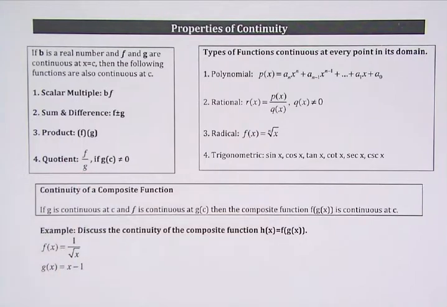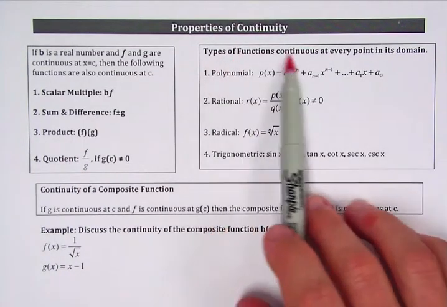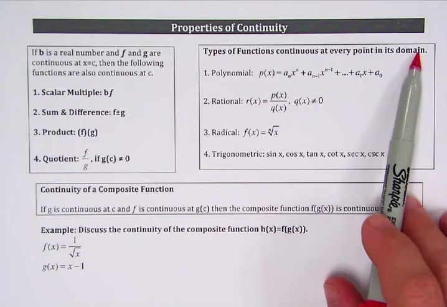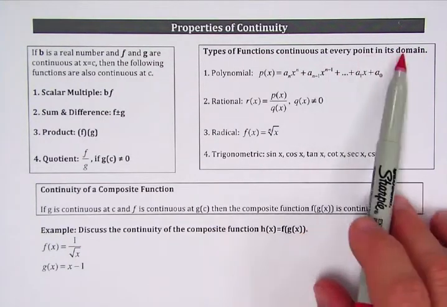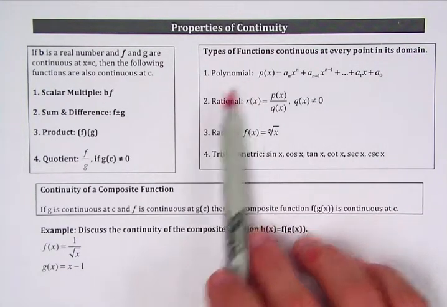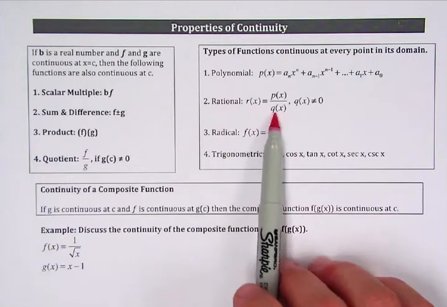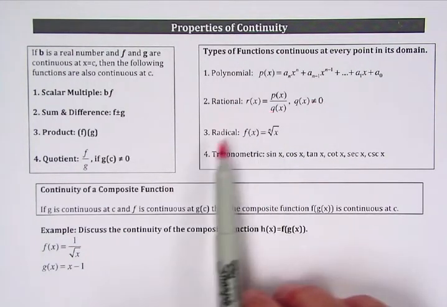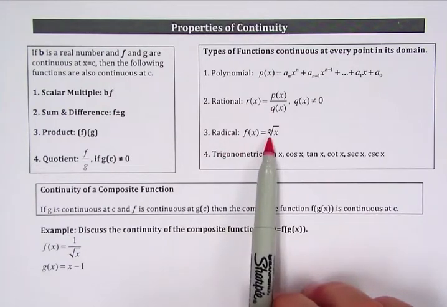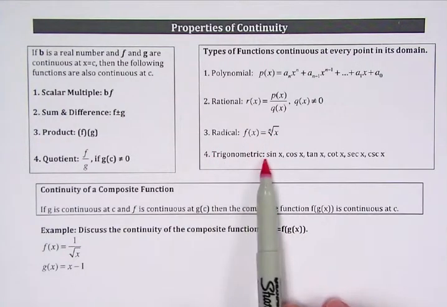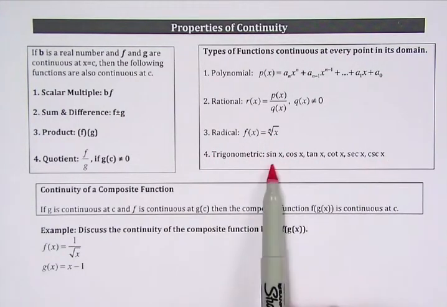Okay, then this wouldn't work. Okay, so some types of functions that are continuous at every point in its domain. So these are not functions that are always continuous, but they're continuous in whatever is in the domain. And so that's going to be polynomial functions, rational functions. So notice where q of x doesn't equal 0, because that wouldn't be in the domain. Any radical function, okay, as long as it's in the domain. So again, we can't take square roots of negatives, that sort of thing. And then trigonometric, as long as x is in that domain, it's going to be continuous.